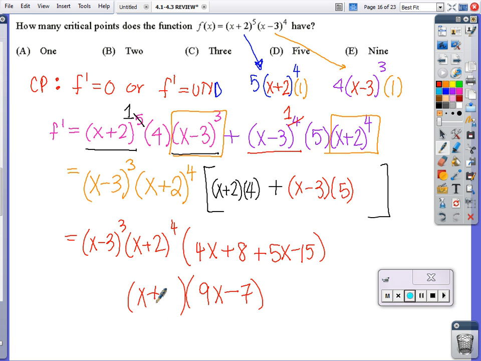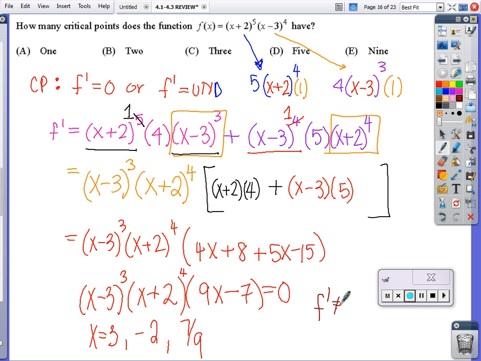So we get (x plus 2) to the 4th, and we get (x minus 3) to the 3rd. We want to set this equal to 0, and we get how many? We get x equal to 3, which is one of them, negative 2, which is another, and 7/9, which is the last one. And then you have to realize that f prime never equals undefined, so we only get 3 of them. Letter C.